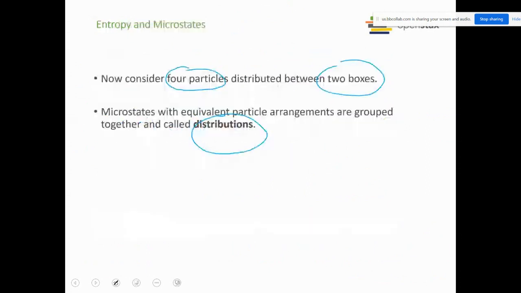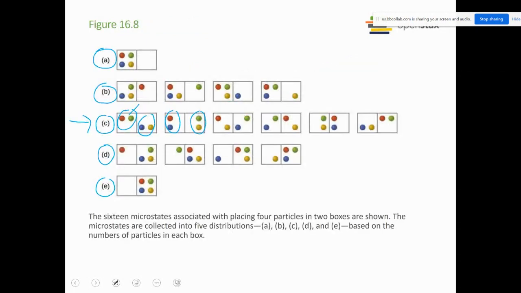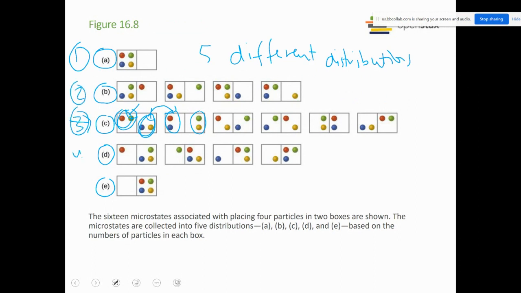All right. So if you look at the definition, it says microstates with equivalent particle arrangements are grouped together and they are called distributions, right? They are grouped together. This is equivalent to the second microstate. That's why this is called one distribution. That means in this case, I have five different distributions. This is the first distribution, second distribution, third distribution, fourth distribution, fifth distribution.